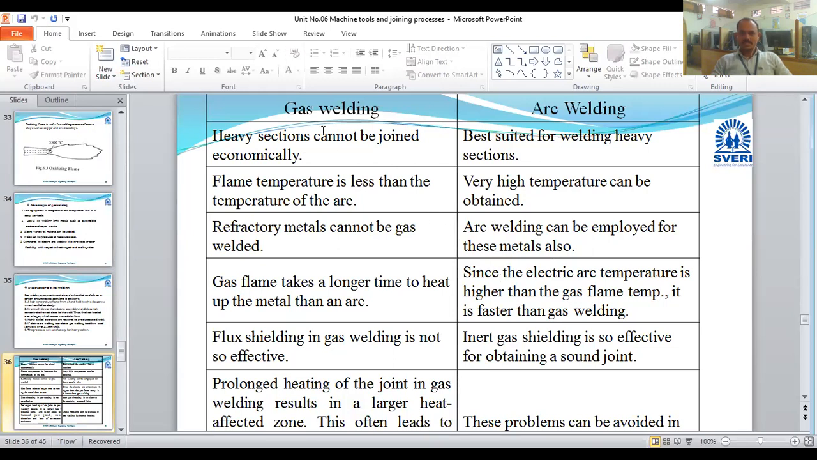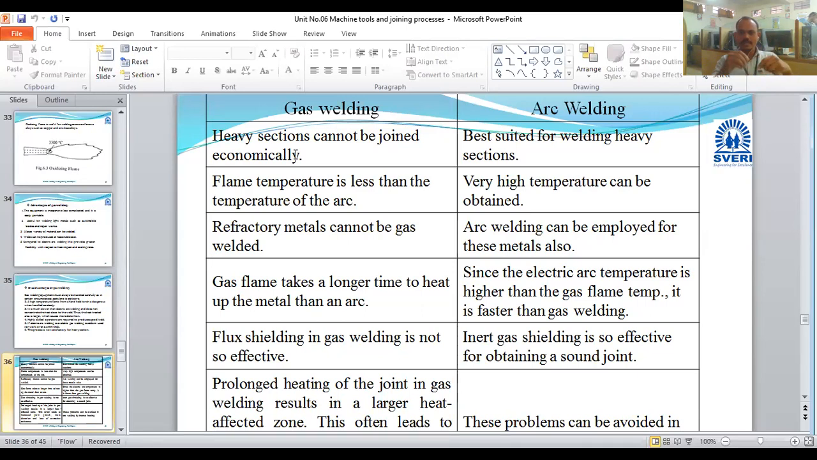So this is the difference between gas welding and arc welding. Heavy sections cannot be joined economically. For example, some structures work under heavy load. At that time, we cannot use gas welding. For example, have you seen the leaf spring of a truck? A leaf spring is a spring type. If we want to join this leaf spring, then we have to go for arc welding.